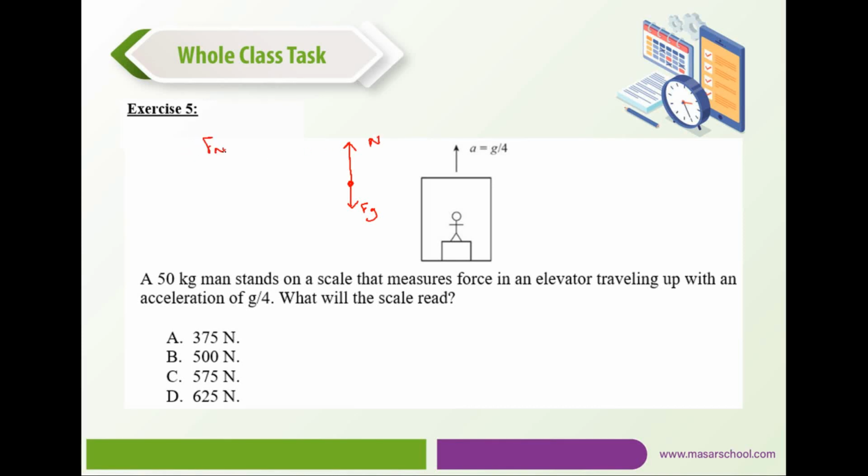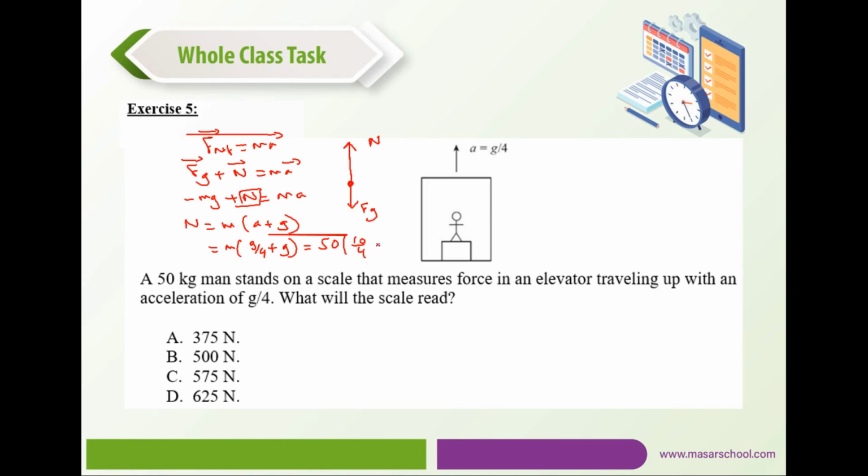And we would say that F net is ma. We have the pull of gravity and the normal push equals ma. Up is positive, then that would be minus mg plus N is ma. And we're searching for the expression of N, which is the reading of the scale. N would be m factored out, a plus g. Then, before replacing the mass, that would be m times g over 4 plus g. Mass is 50. 10 divided by 4 plus 10, and plugging this expression into the calculator, we would get a value of 625 newtons, which makes D the correct answer.